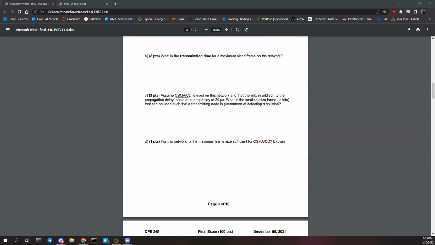Assume the CSMA/CD is used on this network, so this is collision detection and an Ethernet system. If this were CA at the end, that would be collision avoidance, and you'd be expecting this to be an 802.11 or a Wi-Fi network. So it's used on this network, and the link, in addition to the propagation delay, has a queuing delay of 20 microseconds. What is the smallest size frame in bits that can be used such that a transmitting node is guaranteed of detecting a collision?